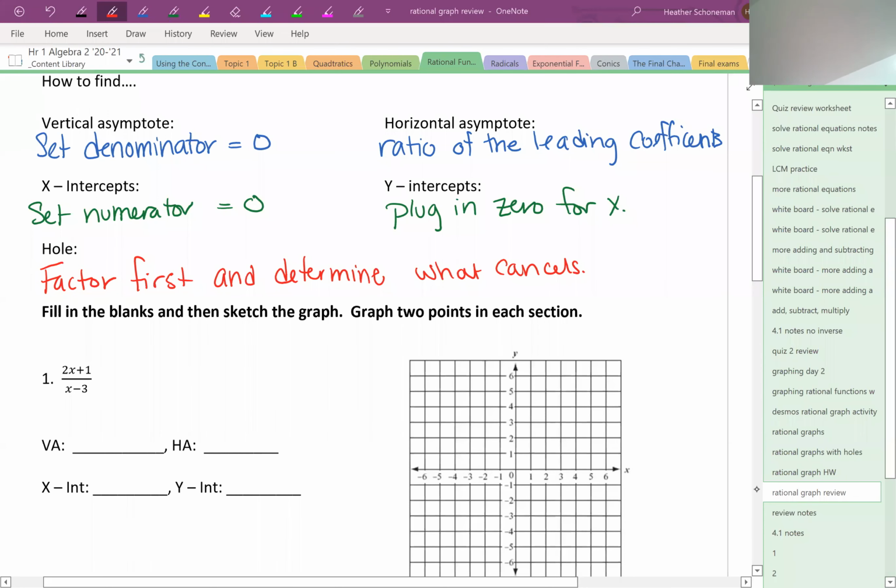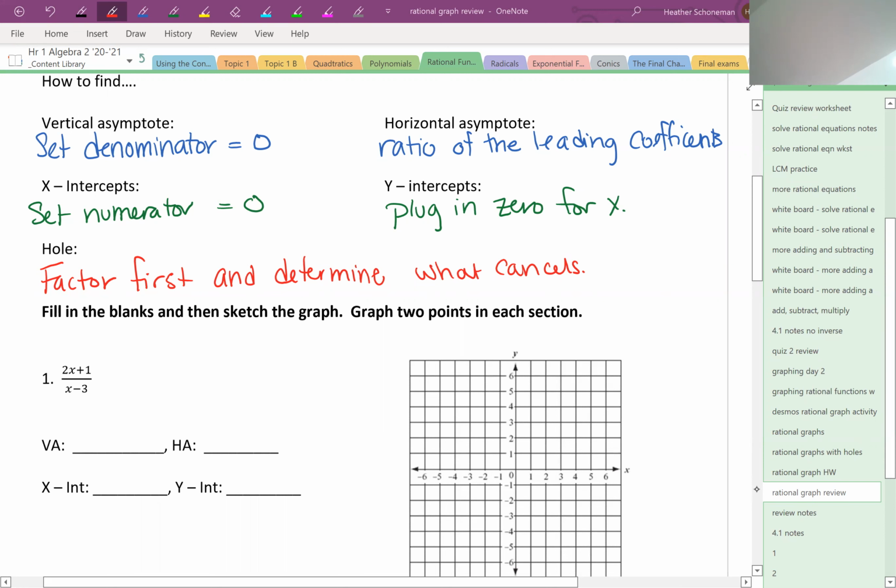Okay, this video is a review for your test, and this section of the review is focusing on the graphing portion of your test. So we did graphing last class, and I want to do more practice of it. So at the top of the notes, it's got everything listed in one spot of how to find these different things.